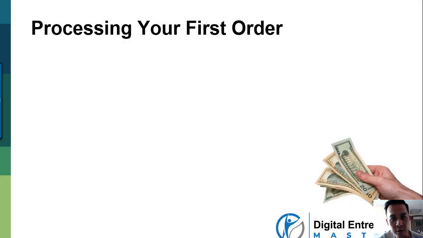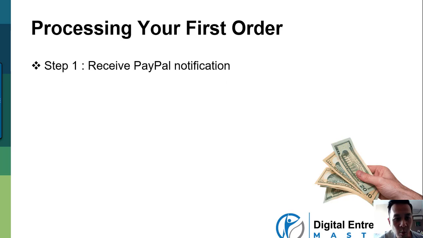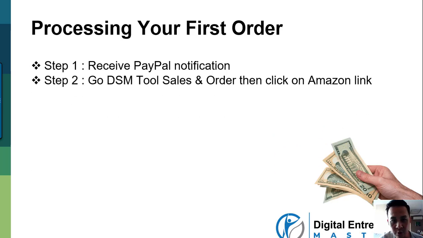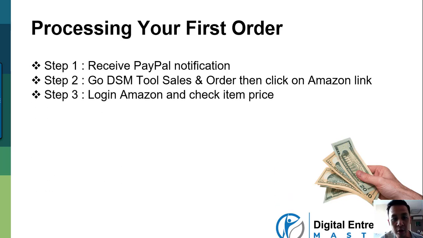When you receive your first order, here are some steps to process your order. Step number 1, you receive a PayPal notification on your mobile phone or on your desktop. Step number 2, go to DSM2, under sales and order, click on the Amazon link. So I'll show you in a while. Step number 3, log into your Amazon account and check the item price.